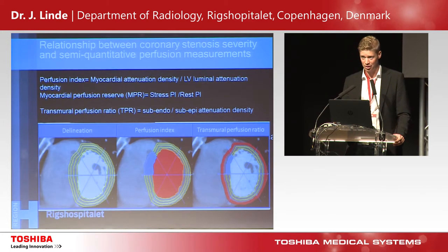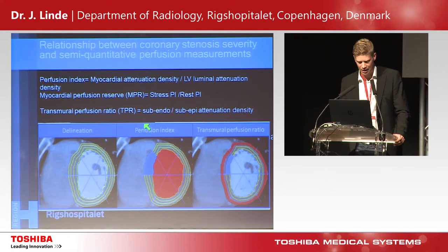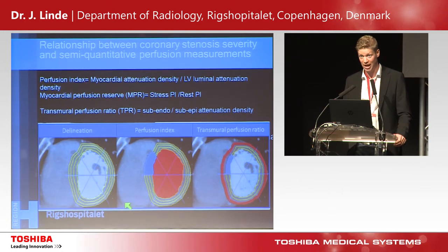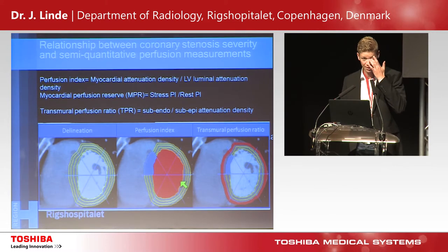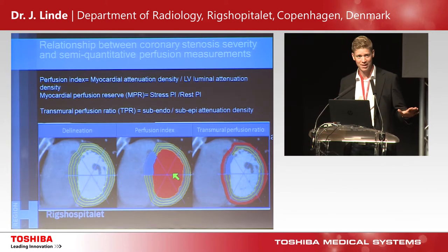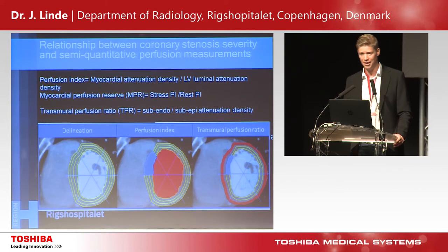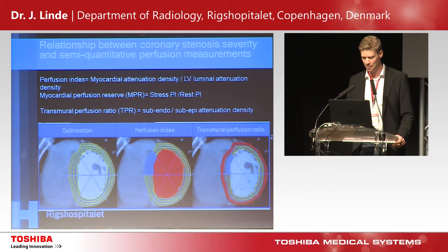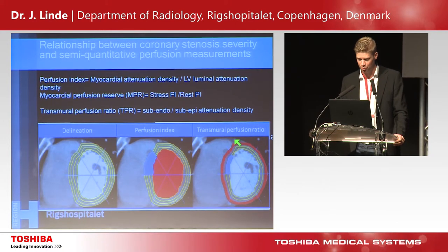So to get these semi-quantitative measures, the left ventricular myocardium was divided automatically into 16 segments, and then we could calculate the perfusion index, defined as the mean attenuation density in one segment divided by the mean attenuation density in the left ventricular lumen. And we did that on the rest images and on the stress images. And then we could calculate the myocardial perfusion reserve, defined as stress perfusion index divided by rest perfusion index.